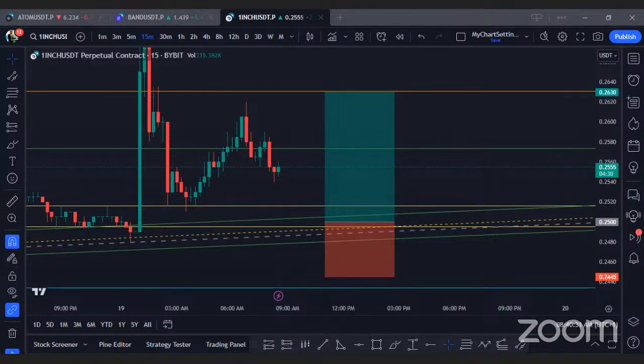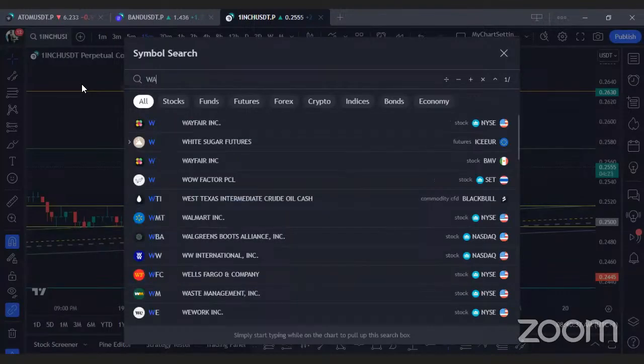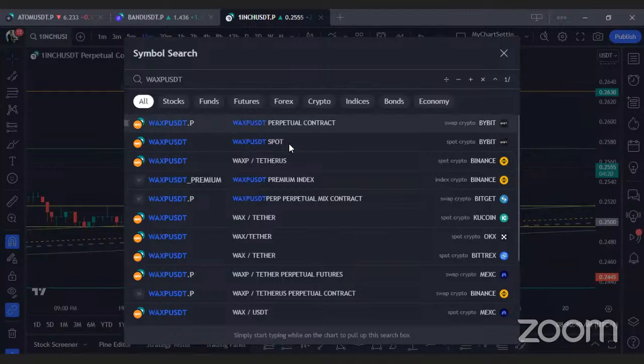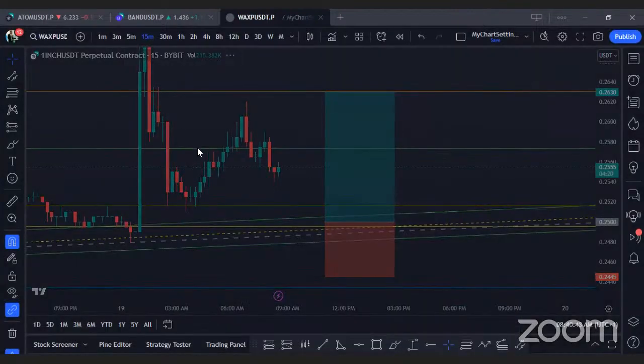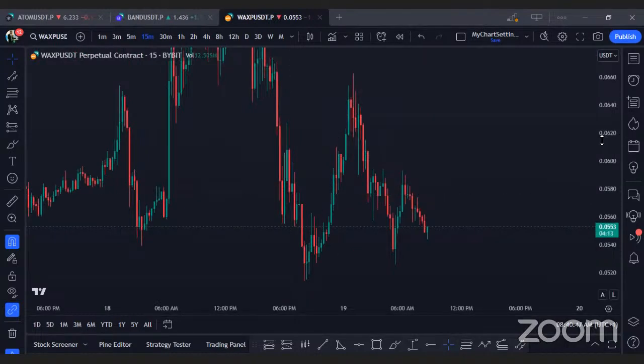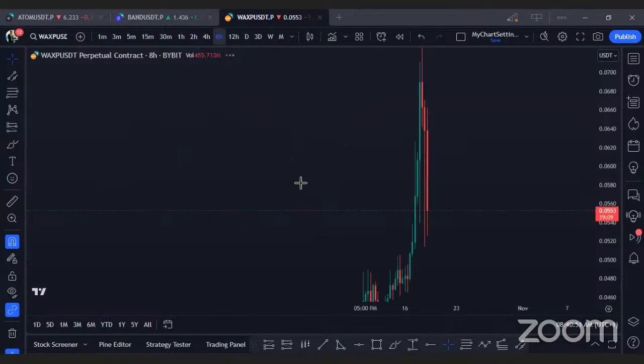Then the next one there is WAXP. WAXP USDT. Let's see what that token has for us. So let's do the higher time frame. Let's do the higher time frame, guys.